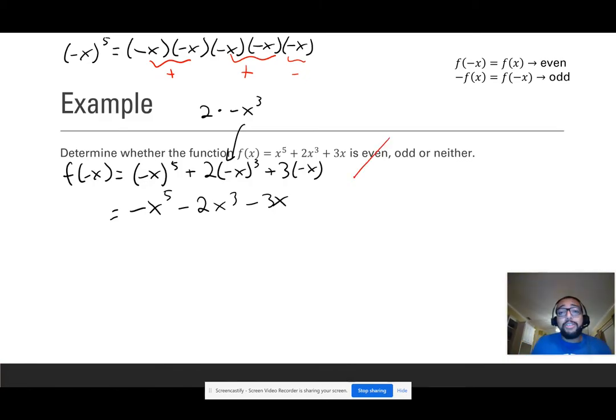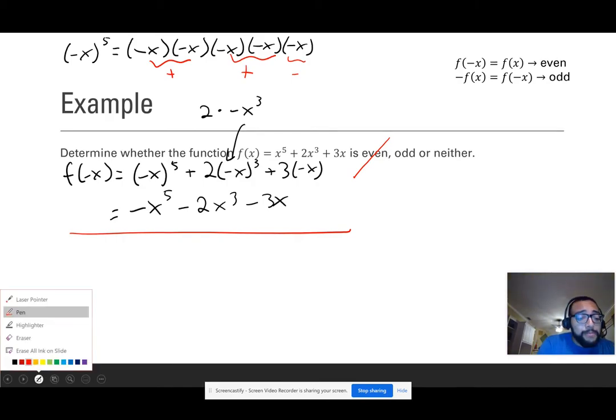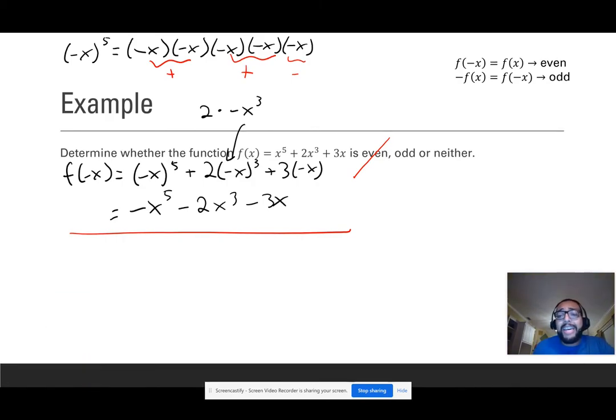So let's check to make sure before we say, oh, it's odd. Because again, there's a possibility that it can be neither, or neither. I don't know how to pronounce that word. So how do we check if it's odd? Well, we do negative f of x. If this ends up being the same as this, we're good. We're set. We got an odd function.